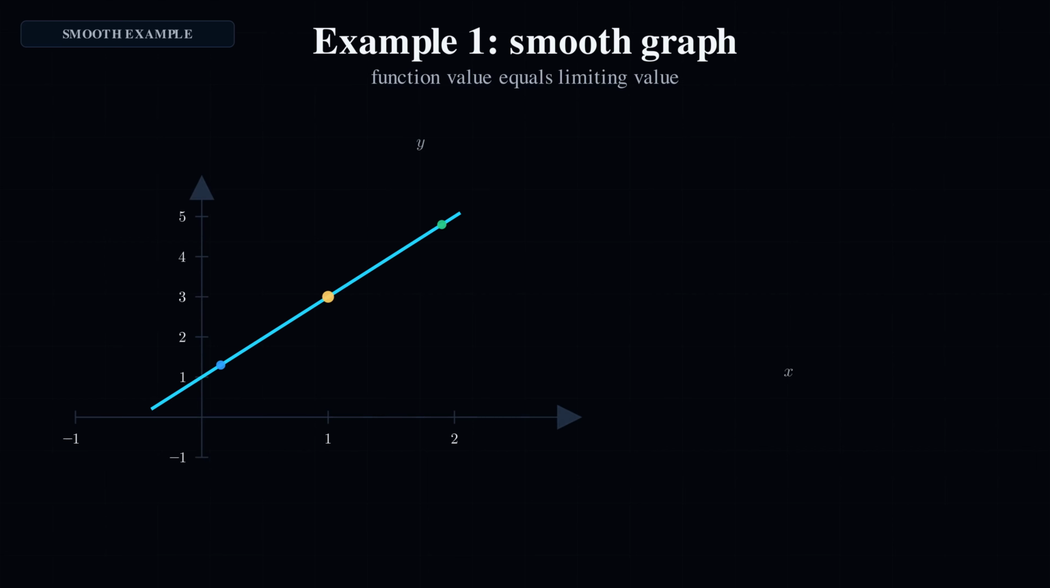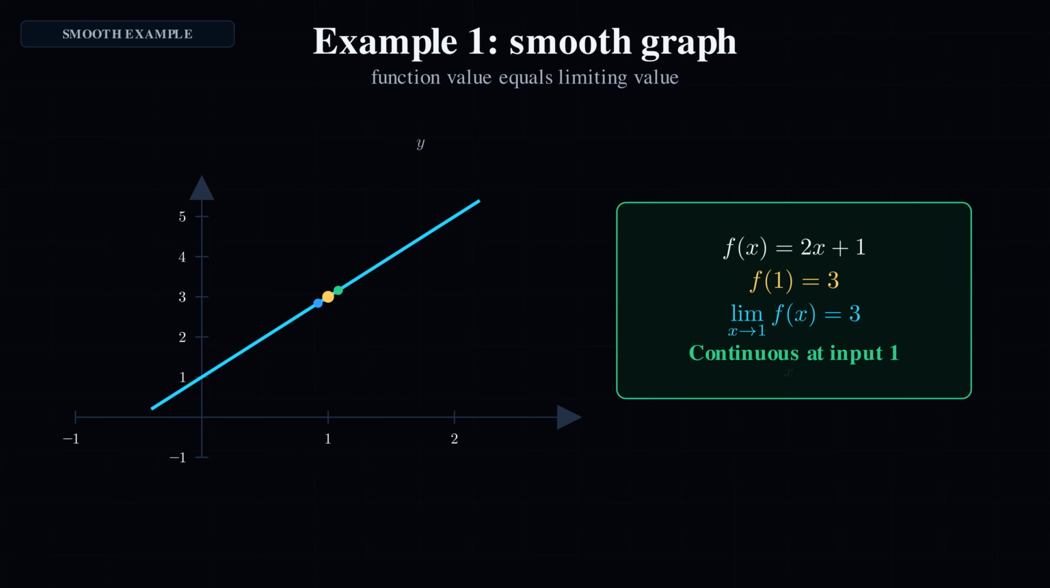Let us start with a smooth example. Take f of x equals 2x plus 1. At input 1, the function value is 3. As the input approaches 1 from the left and from the right, the output also approaches 3. So the limit is 3. The function value is 3. The two match. Therefore, this function is continuous at input 1.